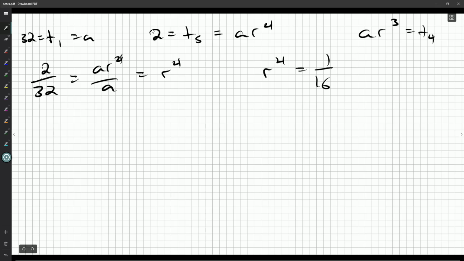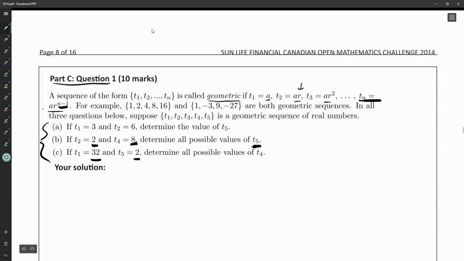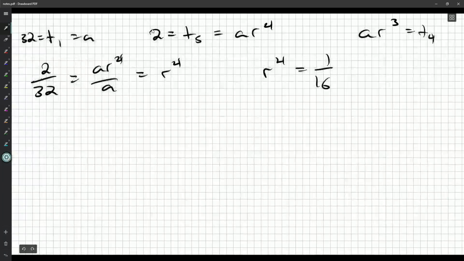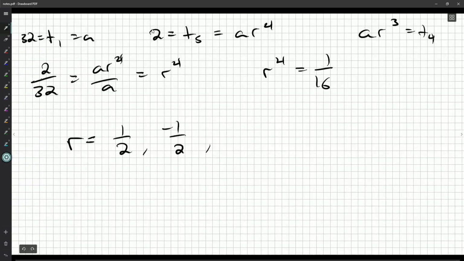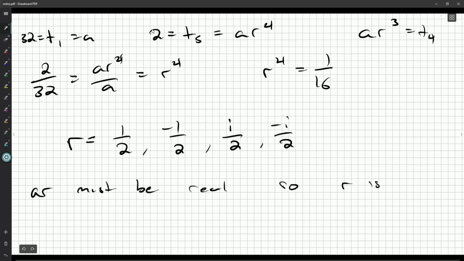Okay. Now, we are told it's a geometric sequence of real numbers. So while you could get complex number answers to this, I would probably say something like R is a half, or negative a half, or i over 2, or negative i over 2. But this is if you know what complex numbers are. You would write this out and then say, well, AR must be real. So R is real. So R is a half, or negative a half. So that's one way to do it if you understand how to figure out fourth roots of things.